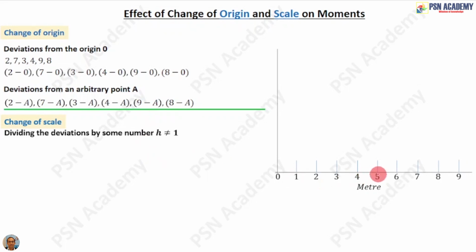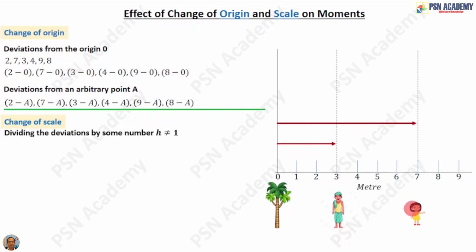Say this side, the unit is meter. Now this tree is standing at the 0th location. This gentleman is standing at the 3rd location. That means this gentleman is actually 3 meters away from the tree, right? So the deviation will look like this. This lady is standing 7 meters away from the tree. So this is the deviation.